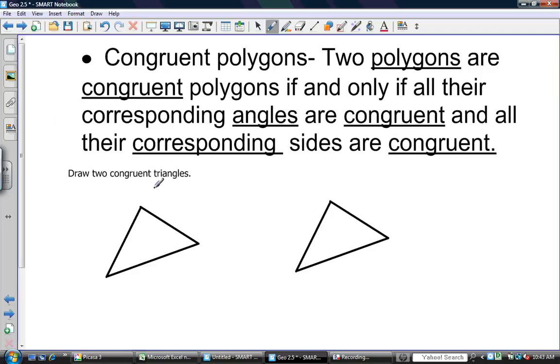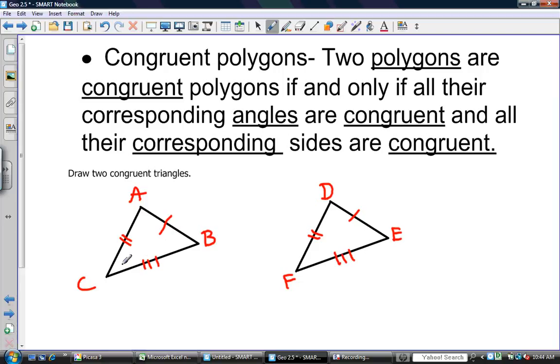So here, if we have triangle ABC and triangle DEF, if these triangles are congruent, we know this side is going to be congruent with this side. AC is going to be congruent with DF, and CB is going to be congruent with FE.